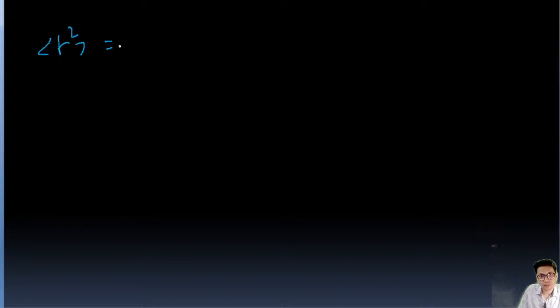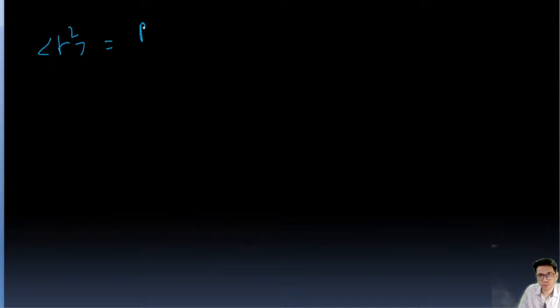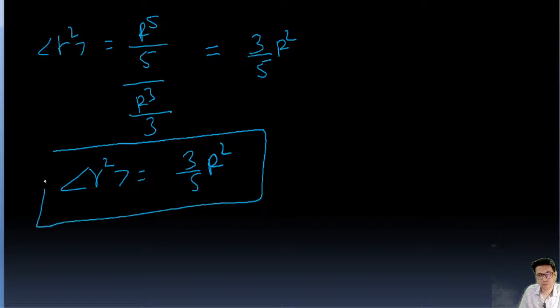This one we will integrate, right? So this is going to be R to the power 5 upon 5 upon R to the power 3 upon 3, or this value will be 3 by 5 R square. Okay, so mean square value is 3 by 5 R square. So this is important. So mean square radius is this.